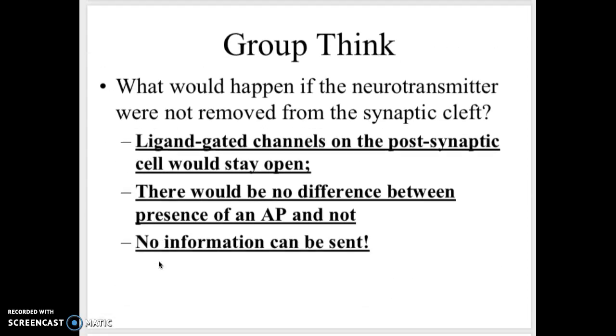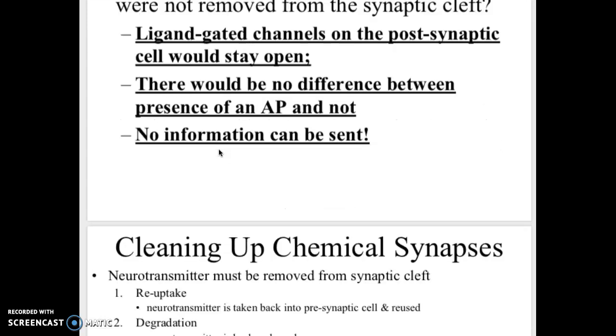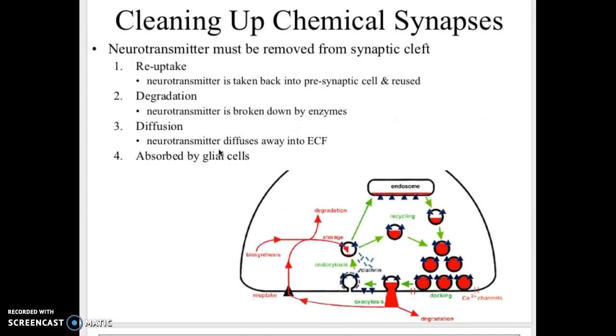What happens is the ligand-gated channels would stay open, and eventually all the ions would balance between outside the cell and inside the cell, and there would be no difference between if there's an action potential or not, so signaling can't really happen. So what we need to do is find mechanisms to clean up the chemical synapse. And this happens through 4 really important processes. The first one is called reuptake.